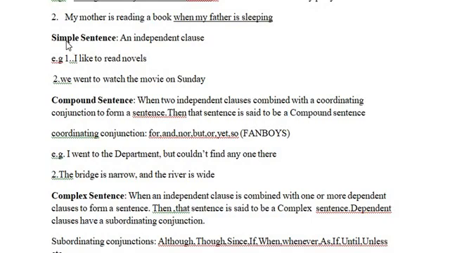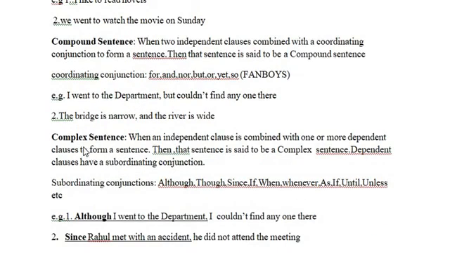Now let's talk about this. If you want to know about complex sentences, first, coordinating conjunctions are nothing but FANBOYS. Just remember this mnemonic device. F stands for for, A stands for and, N stands for nor, B stands for but, O stands for or, Y stands for yet, and S stands for so. So remember this coordinating mnemonic device.